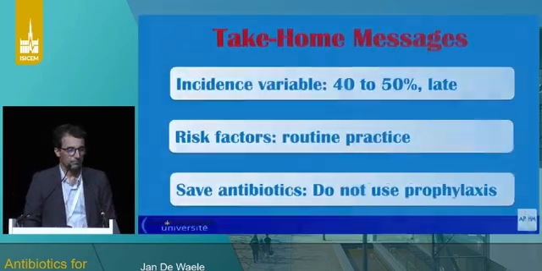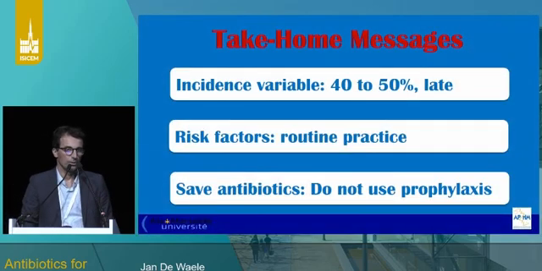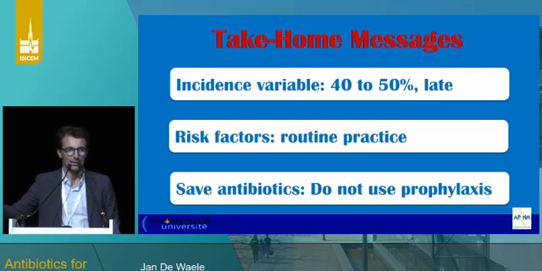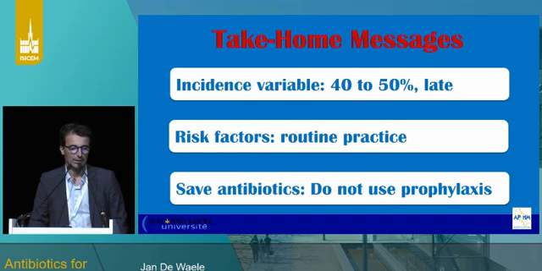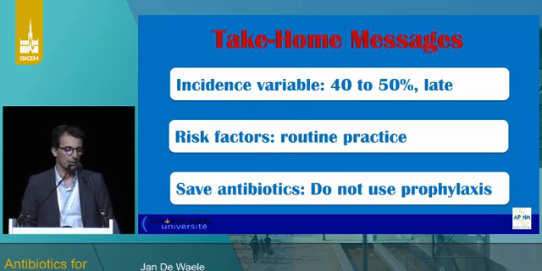So my take-home message: the incidence is variable, but around 40 to 50% of patients with COVID-19 have bacterial co-infection. It's late infection during the ICU stay, it's not early infection. The risk factors look like those for all non-COVID patients, and you should follow your routine practice and the routine guidelines. And please save antibiotics, do not use them as prophylaxis. Thank you for your attention.